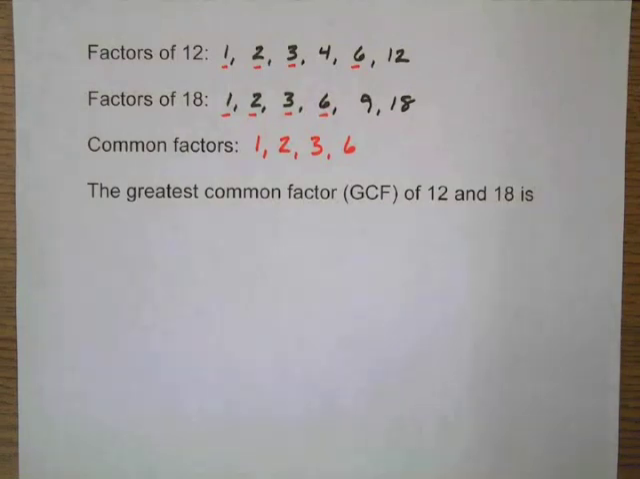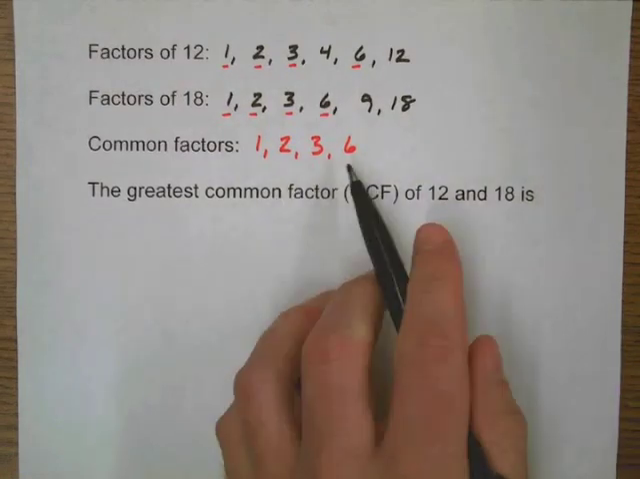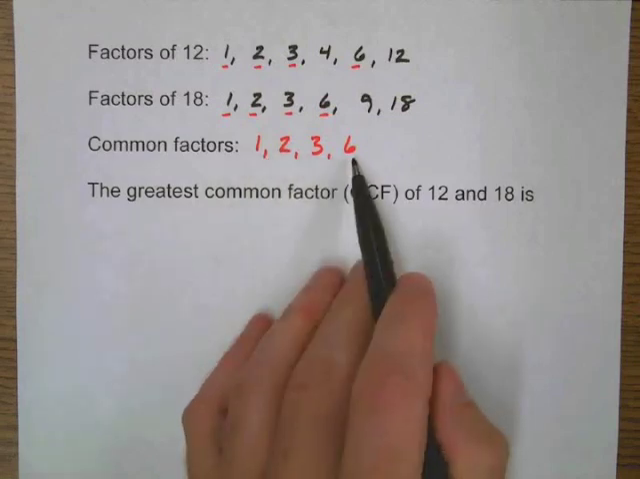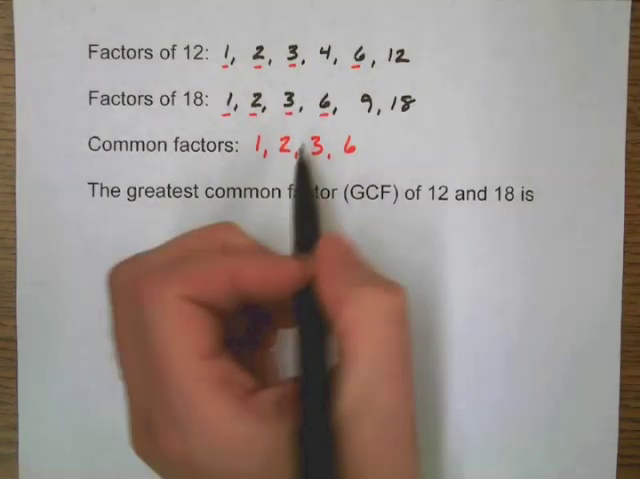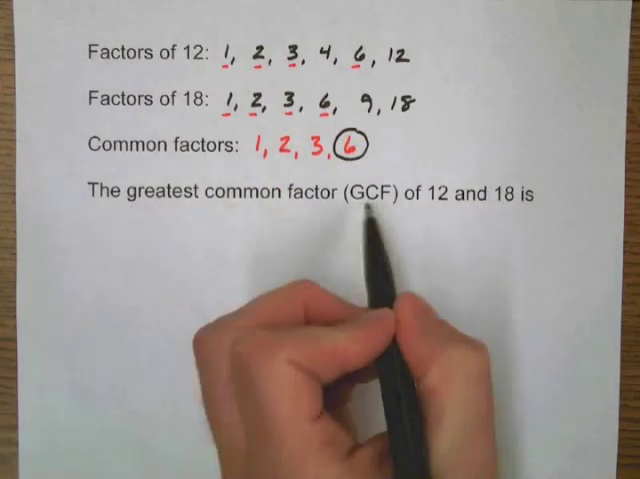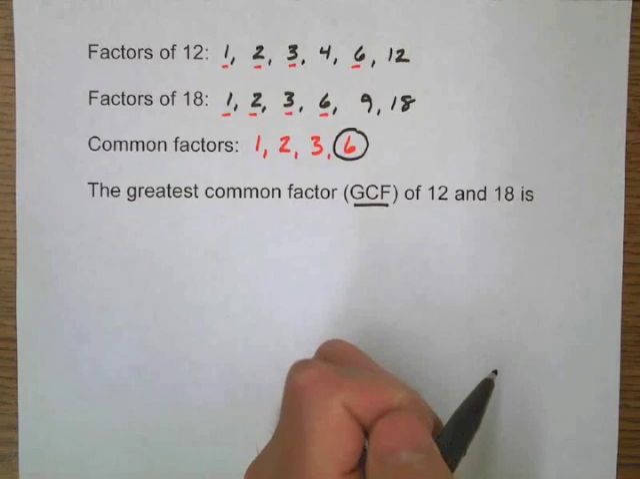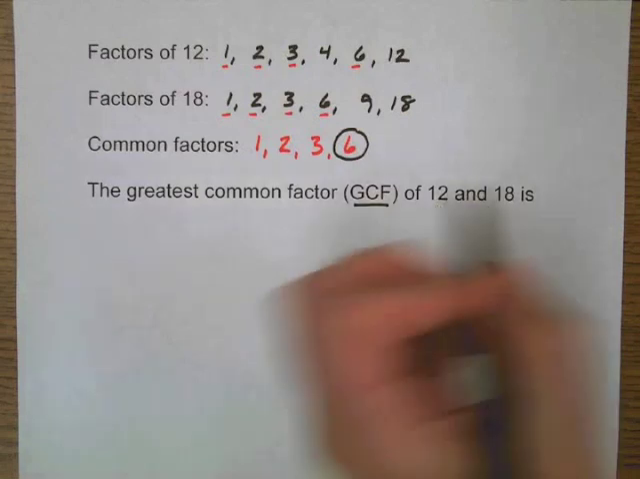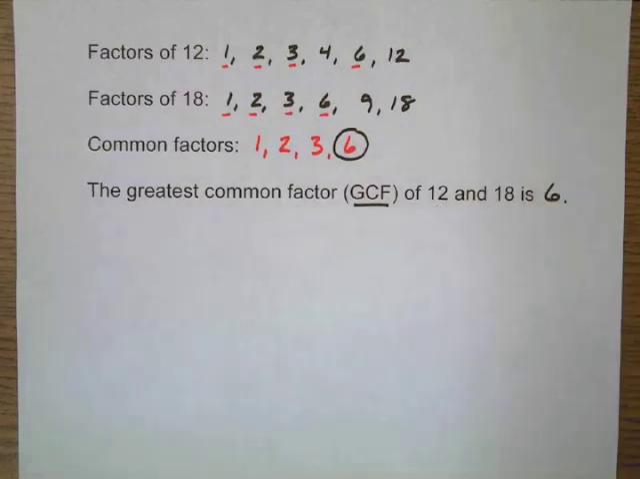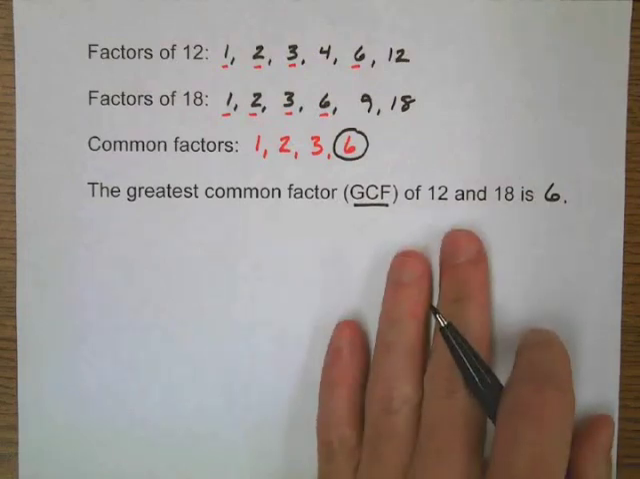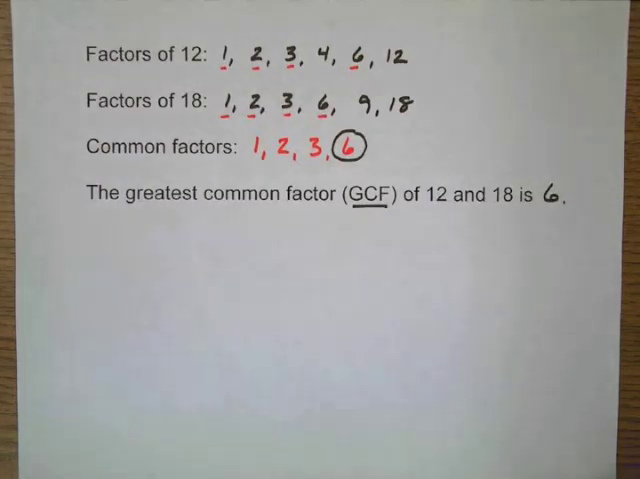The greatest common factor is the largest of these. So this would be the smallest. This number 6 would be the largest, or the greatest common factor. So I could say that the greatest common factor, or sometimes it's abbreviated as the GCF, of 12 and 18 is 6. And this is also one method to be able to find the greatest common factor of two sets of numbers.